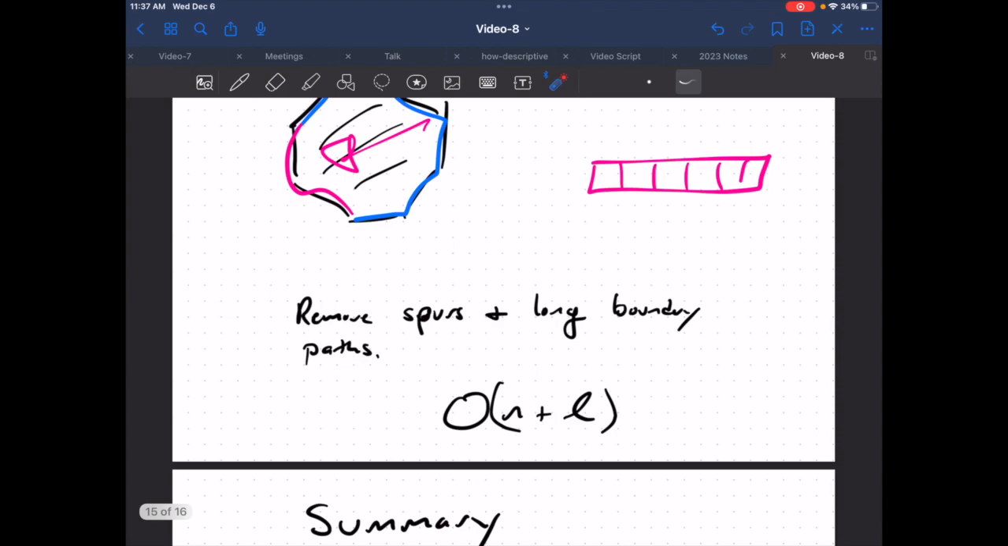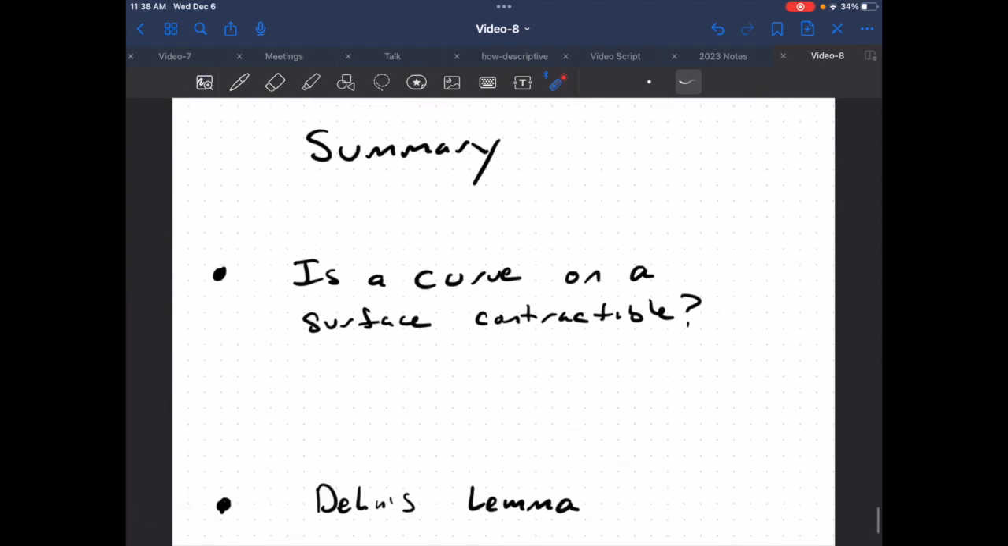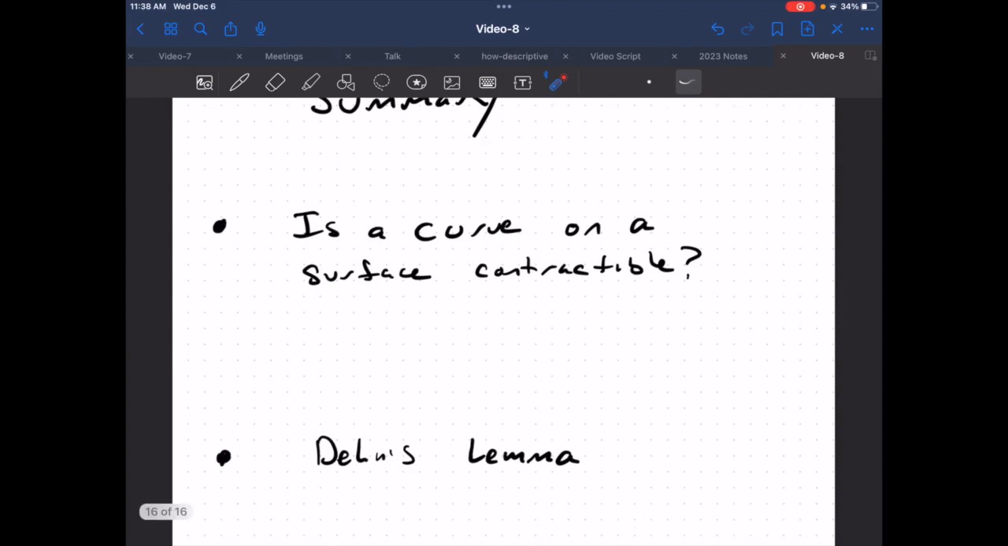And so this algorithm is very cool, and it gives an O(n plus L) time algorithm, where n is the complexity of our surface and L is the complexity of our curve, to determine if we can contract a curve to a point on a surface. So nice application of the Gauss-Bonnet theorem. And we have this nice Dehn's lemma that tells us about the existence of this face where we walk most of the way around the boundary and we can simplify.